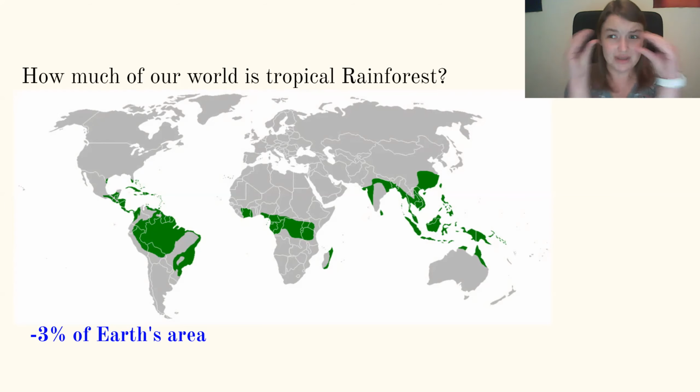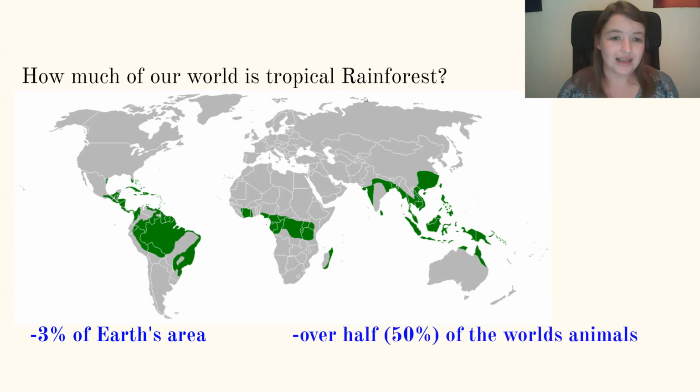However, even though it's a small part of our world, you will find over half of the world's animals in these rainforests. So a small percentage of our world, but a huge percentage of all the animals that live on Earth live in these rainforests. A really, really important ecosystem that we must protect.